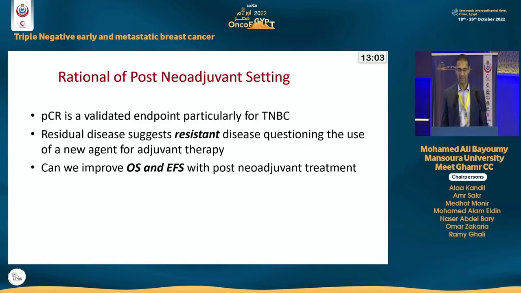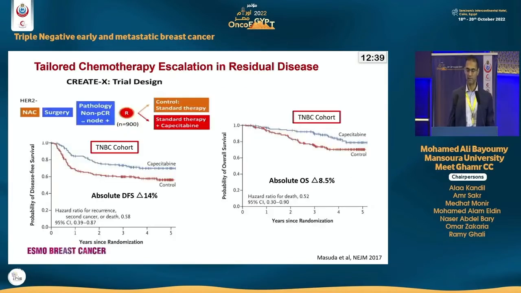PCR is a validated endpoint for triple negative breast cancer in the early stage, and residual disease usually suggests resistant disease, which raises the question of using a further drug or molecule in the adjuvant setting to overcome this resistance. And so you can improve the overall survival and the event-free survival of your patients.